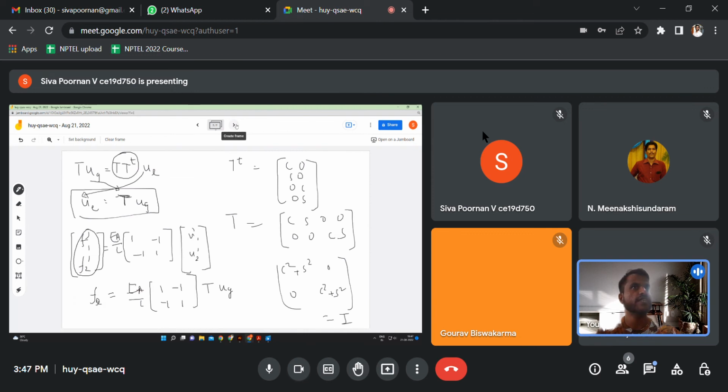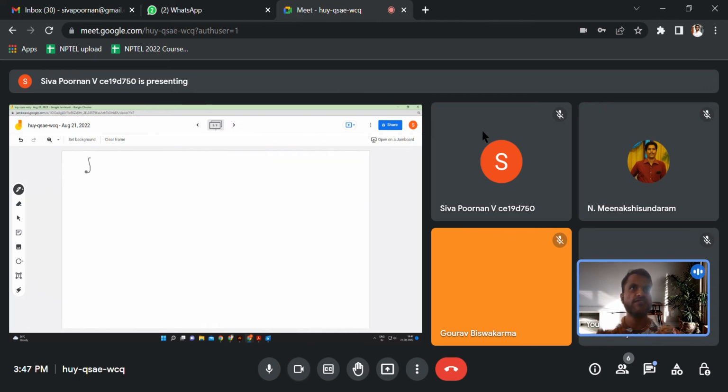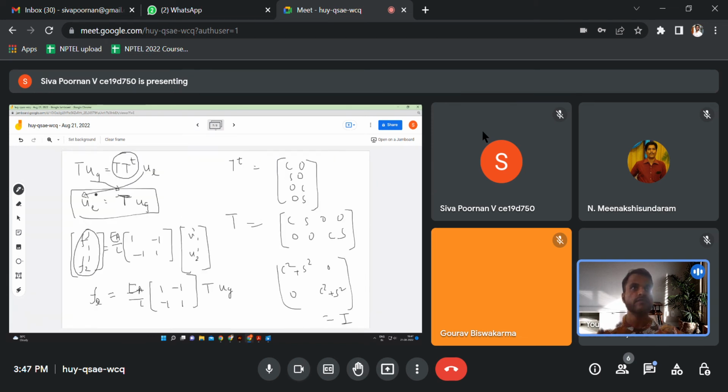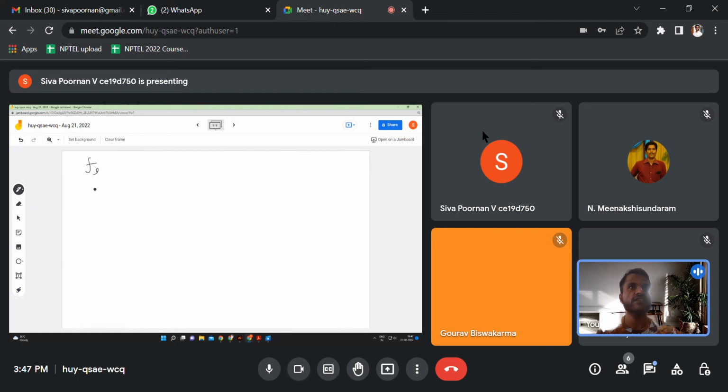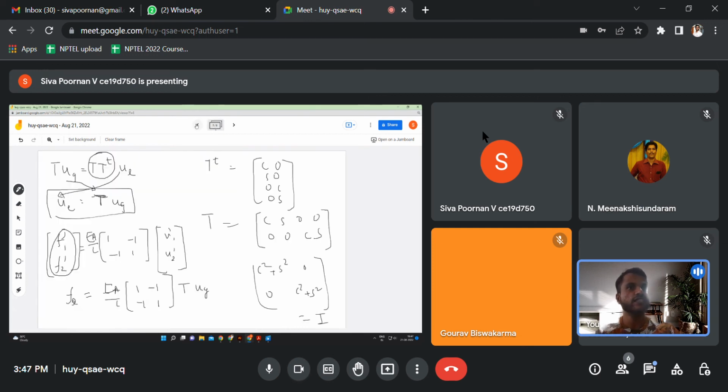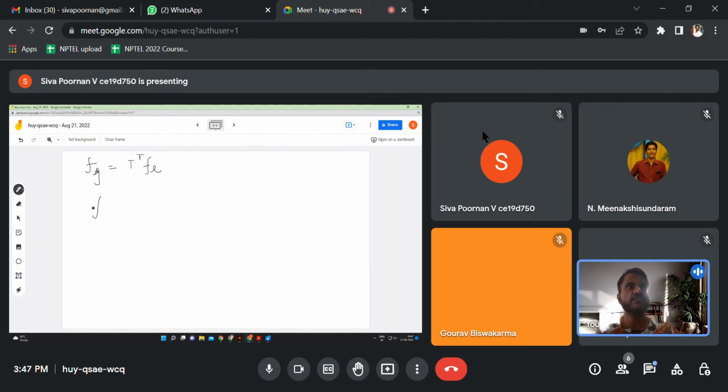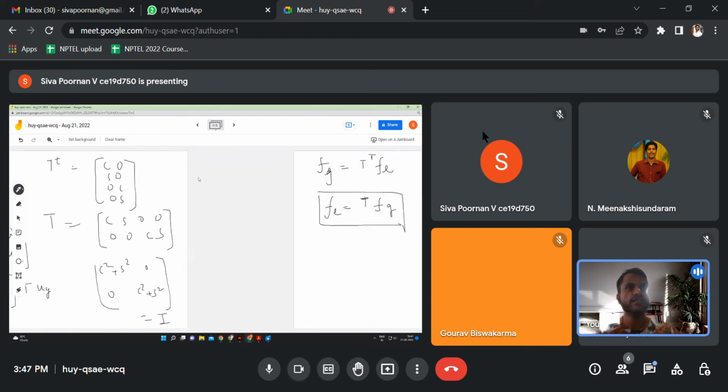So we know that fl is equal to t times fg, or fg is equal to t transpose times fl. Using this relation, you can write fl is equal to t times fg, and you can substitute it here.